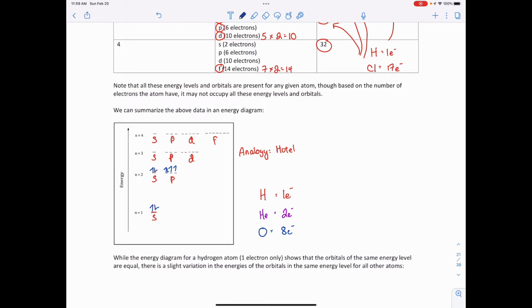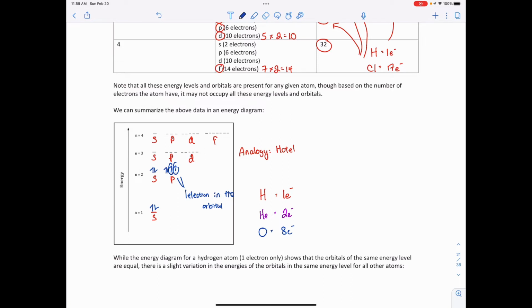And you'll notice that there are 2 of these orbitals that are unpaired. These 2 orbitals here only have 1 electron in the orbital.